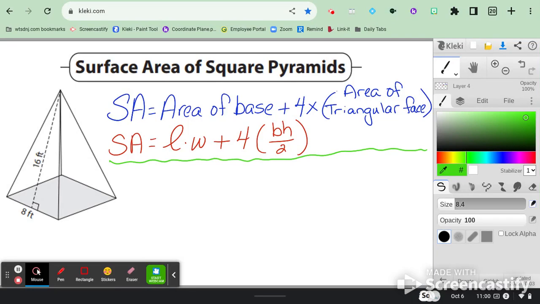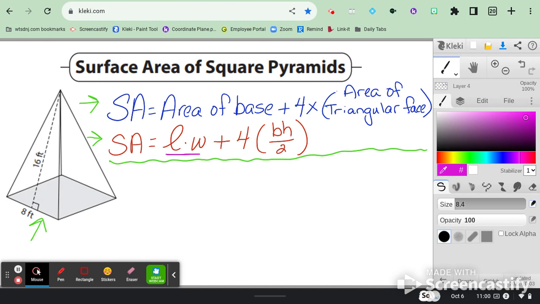A quick review on finding the surface area of a pyramid. So I have the formula written here, and I also have a condensed version of the formula written here. So basically what we are doing, we are calculating the area of the base of the pyramid, which is in the shape of a square. And the formula for area of a square is length times width. So that's where I'm getting the L times W.